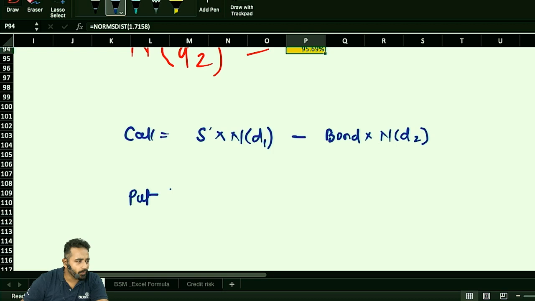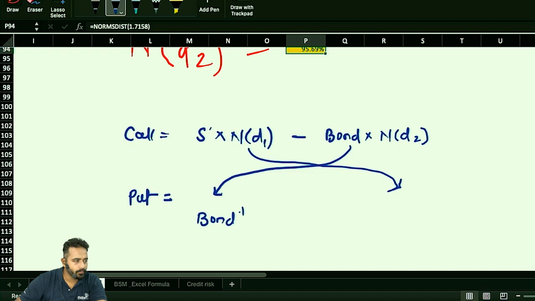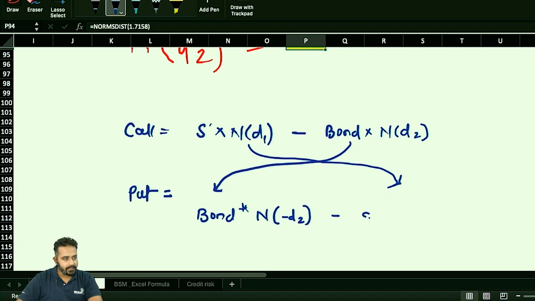I'll give you an easy way to remember the formula. What you need to do is shift this term here, and shift this term here. So you take the bond and you multiply that with N(d2), but this time around you do N(negative d2). Okay, that's it. And then you take the spot price and you multiply with N, and this time you make the same intuition, this time you make the d1 negative.